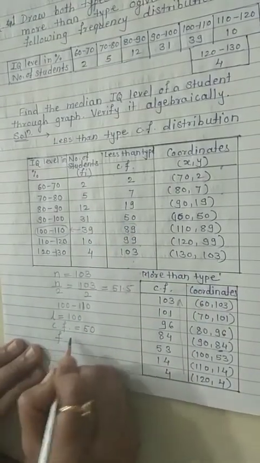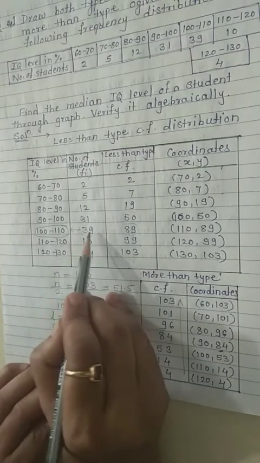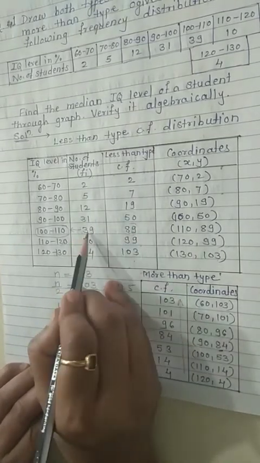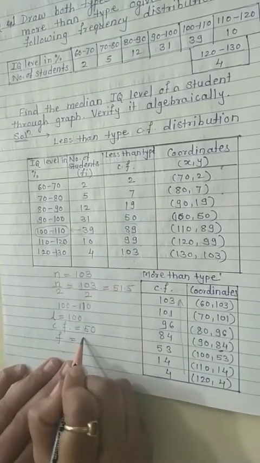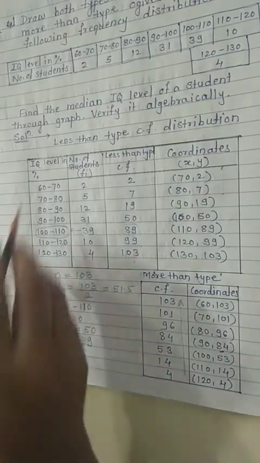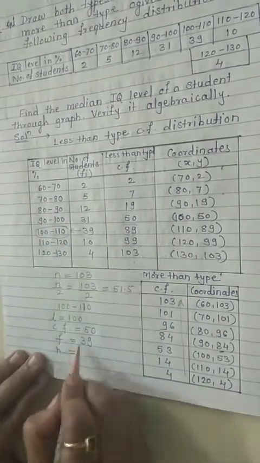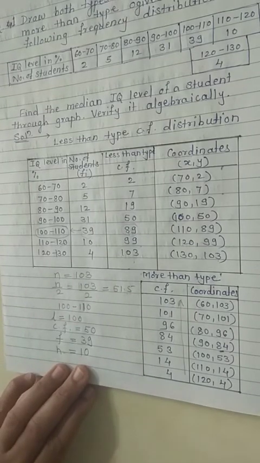Now frequency, that is f, we have to take the frequency of the median class, not the cumulative frequency but the frequency. So the frequency of the median class is 39. And now the class size, you can observe here the class size is 10. So these are the values which we have to put in the formula of the median.